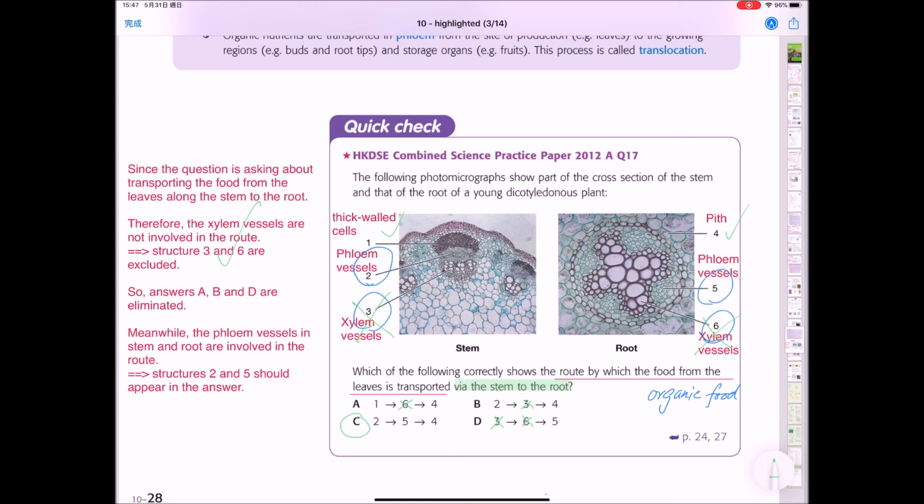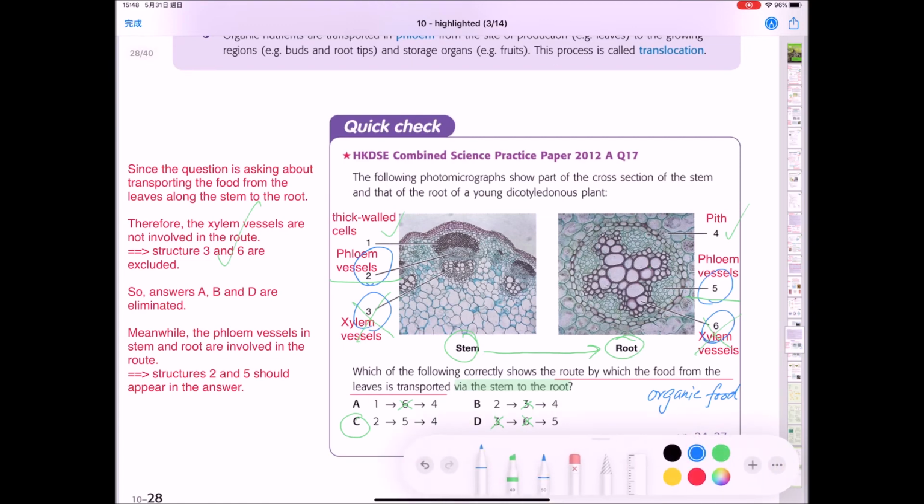And then we can confirm it. Structure 2, phloem vessel in the stem. And then number 5, phloem structure in the root, so that means the direction from the stem to the root is also okay. But finally, when the food is transported to the phloem vessel, the food will diffuse to the cells surrounding the vascular bundles, that means the surrounding cells, because those cells need the food to undergo respiration or growth, something like this. So that's why the answer will be 2, 5, 4.